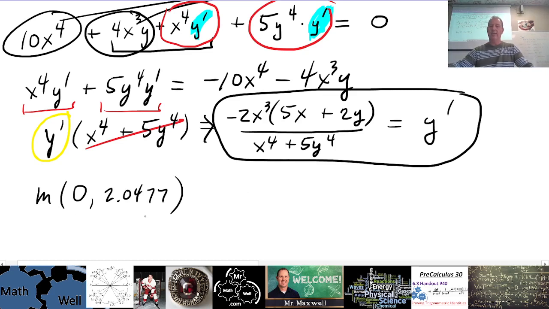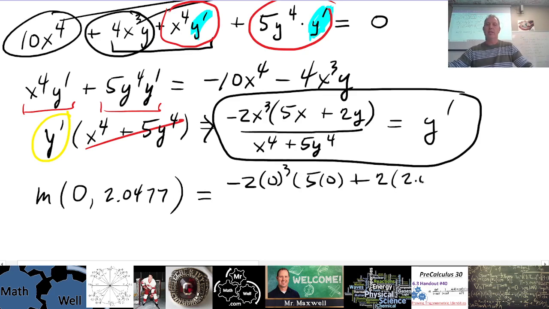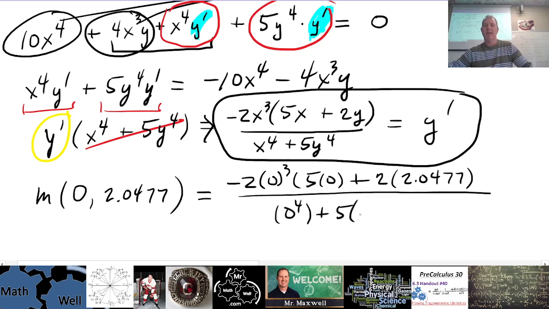Okay, so if I wanted to find the slope of this point, this should be pretty easy. All you do, guys, is you plug in, for your x value, it's going to be 0. For your y value, you put in this number. Now it's going to be approximate, but what I'm trying to do is find the value of the slope at the point 0, 2.0477. So I've got 0 to the fourth here, plus 5 times this one, 2. That's just going to be 0.